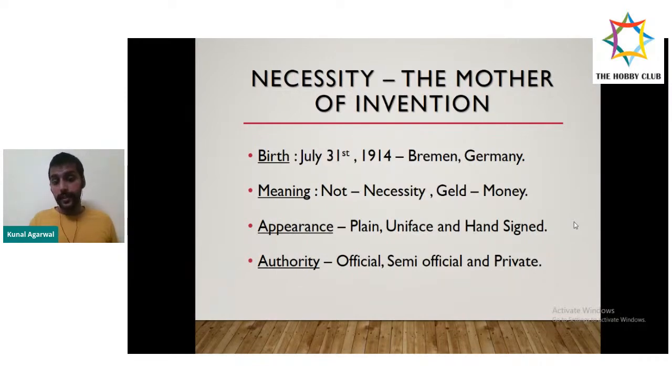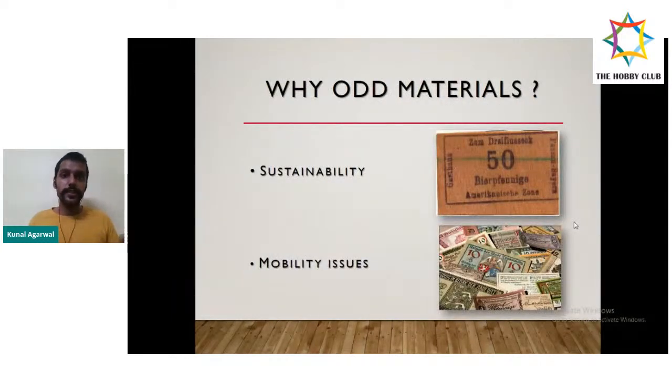But all this, at that time, like I mentioned here, was printed on paper, cheap quality paper. So the question arises, why did they have to use odd materials here? My presentation, like I said, is based on such emergency money which was not printed on paper, but on something odd. So why did they have to use odd materials for this purpose? One of the reasons was sustainability.